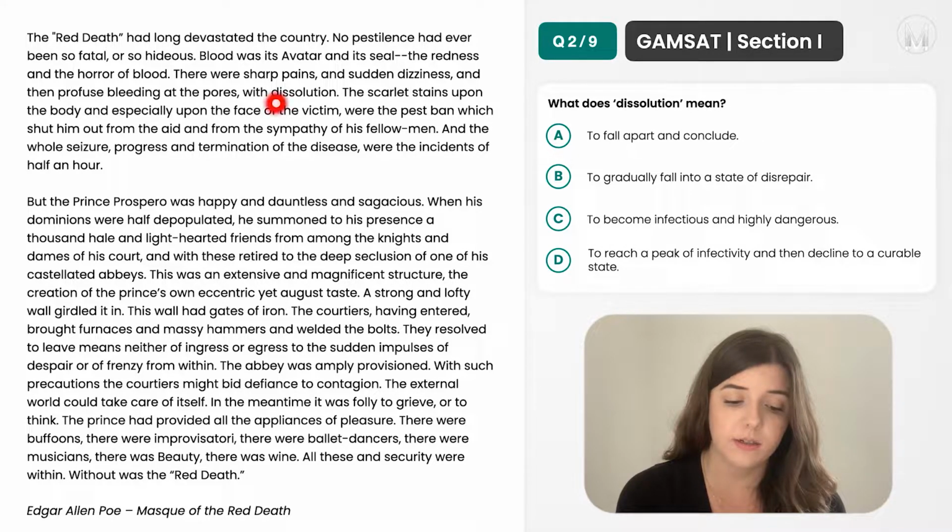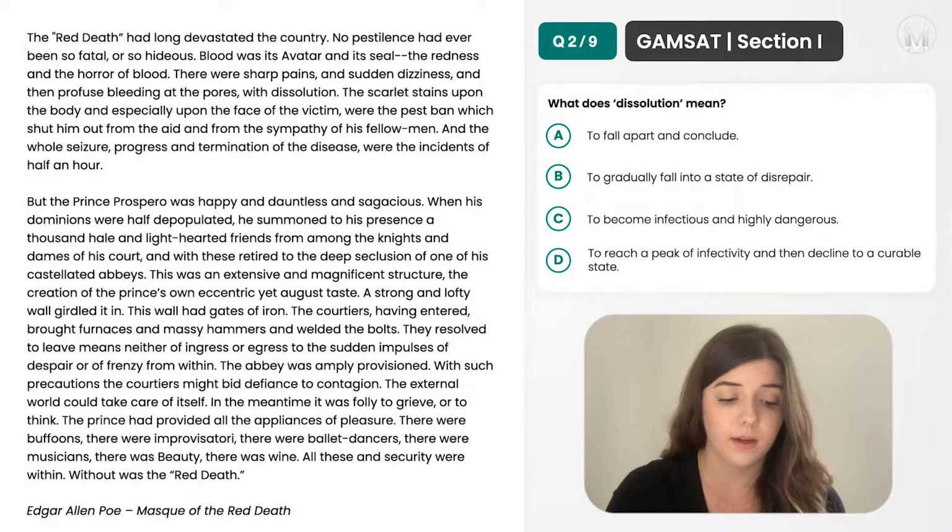So we see dissolution is here in paragraph 1, sentence 4. And if we read the rest of the sentence, it begins with, there are sharp pains and sudden dizziness, and then profuse bleeding at the pores with dissolution. So we know it's got something to do about the progression of the disease and how it proceeds once someone is infected. So if we look at option A, to fall apart and conclude. So this is definitely relating to the progression of the disease.